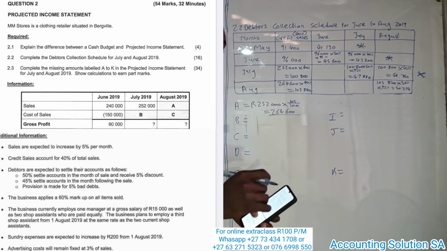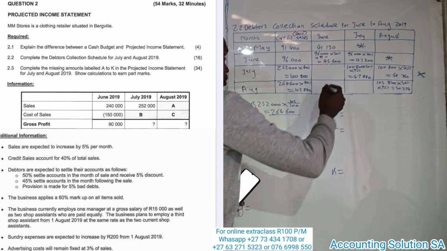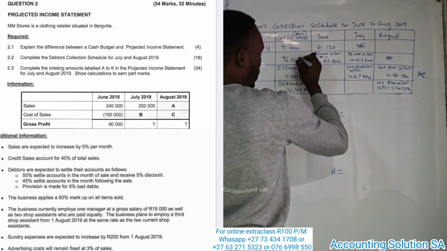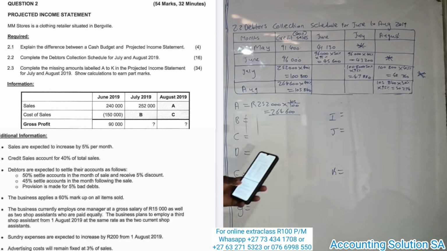When they say that we have to calculate bad debts again, we're gonna use this 91 here on July and the 96 for August. Okay. Now let's go back to our question. Complete the missing amount labeled by A to K. I already drafted that. Number A is already calculated, and number B, they are looking for cost of sales. Bullet number 4. The business applies 60% markup on all items sold.